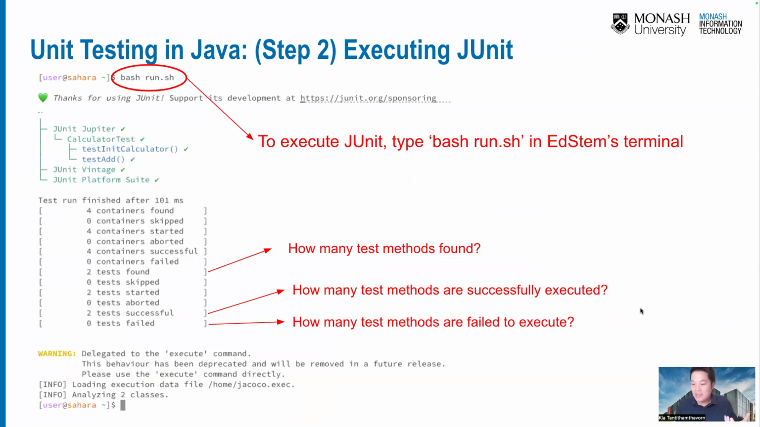Once we write the assert statement, in the EdSTEM I already implemented everything. The next step is that you run the bash script, run.sh, this one, to execute the JUnit in the EdSTEM terminal. Once you get the result here, the output will tell you how many test cases have been found.